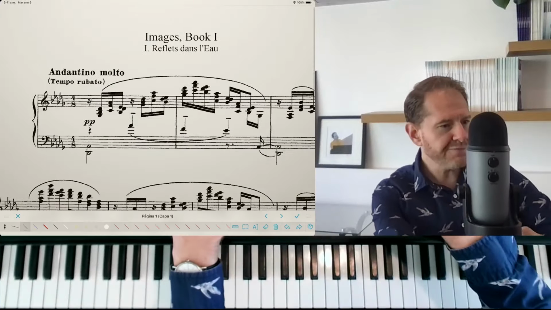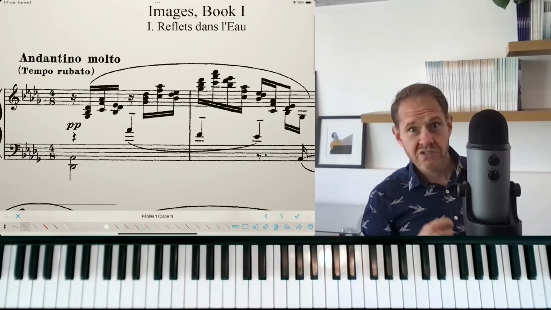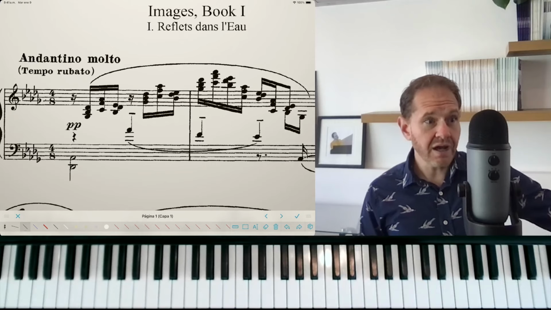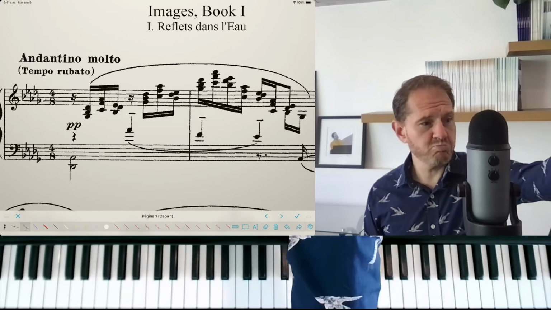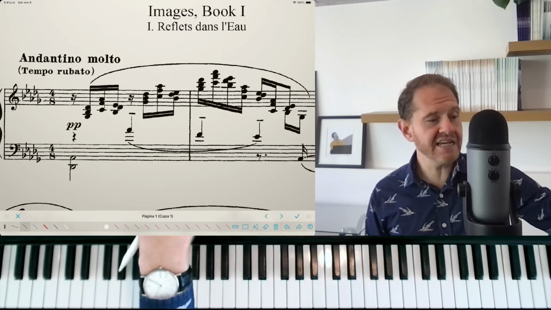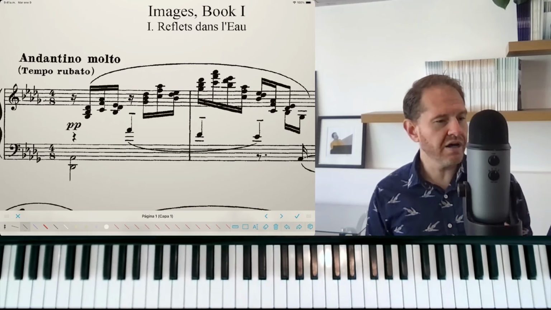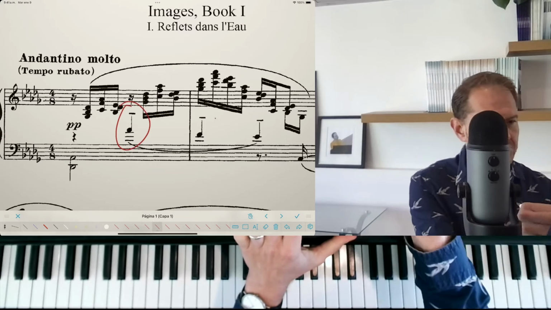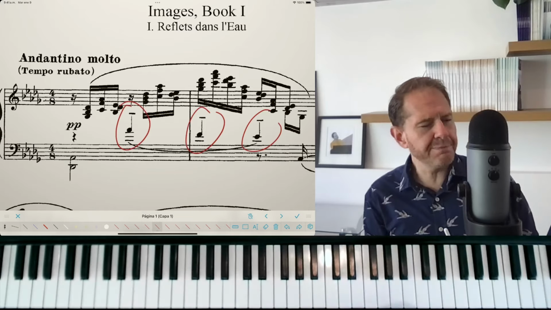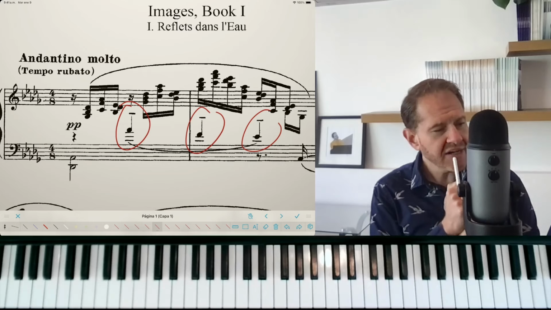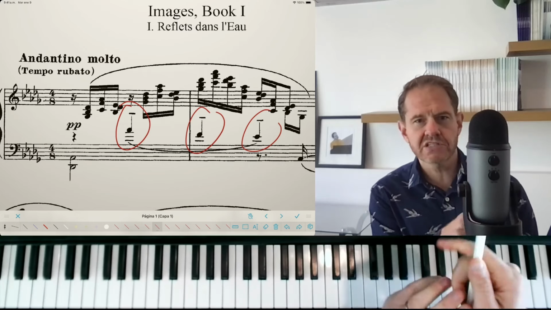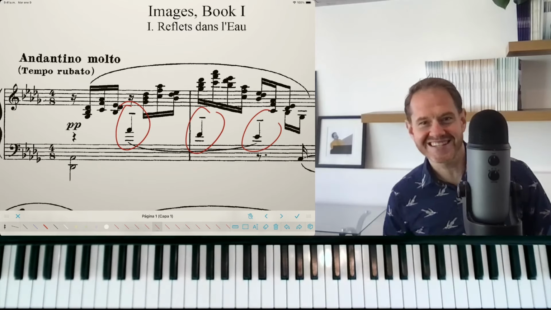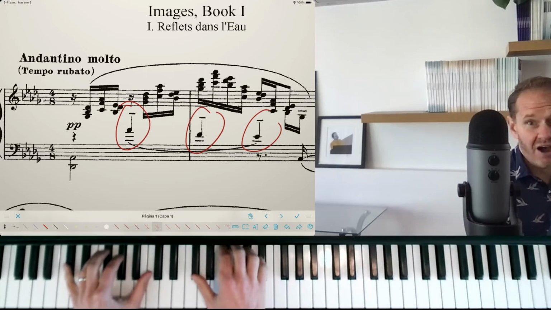So here's the first two measures. What I'm seeing here is a low fifth. I'm seeing three note chords cascading on the top. And then I'm seeing these notes, I don't know if they're melody notes exactly, but they're obviously strong notes because they have that tenuto sign.